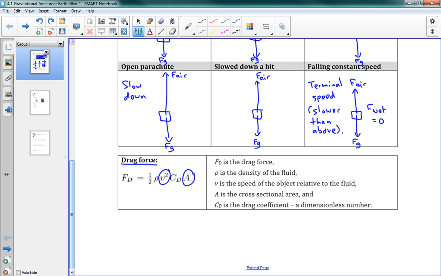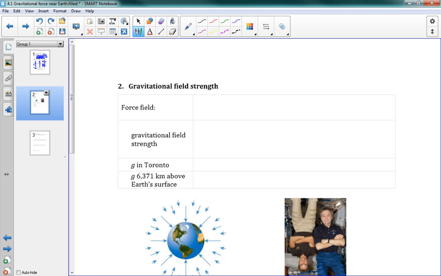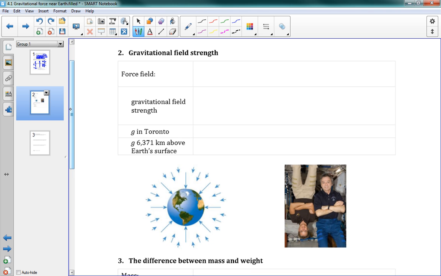Great. Now that's it for air resistance. We're going to pop on to the next page here, which is about a new topic, the gravitational field strength. So first off, an important idea is this idea of a force field.